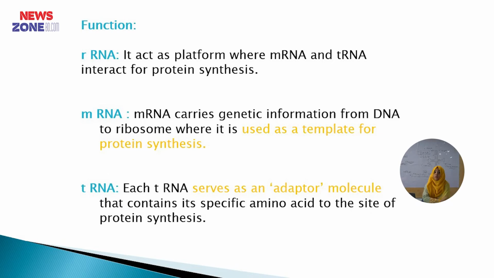Function. What are the functions of these RNAs? rRNA acts as a platform where mRNA and tRNA interact for protein synthesis. What is the function of mRNA? mRNA carries genetic information from DNA to ribosome, where it is used as a template for protein synthesis. tRNA: each tRNA serves as an adapter molecule that carries its specific amino acid to the site of protein synthesis.